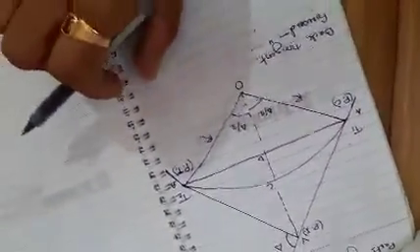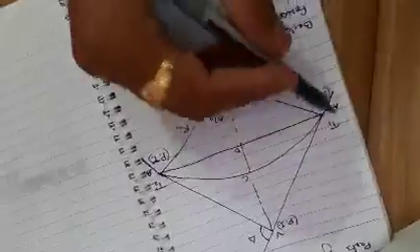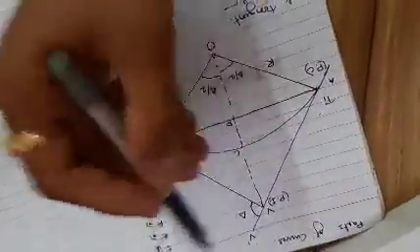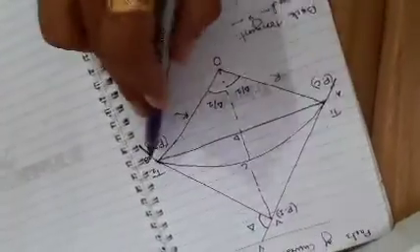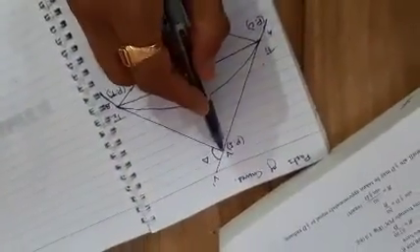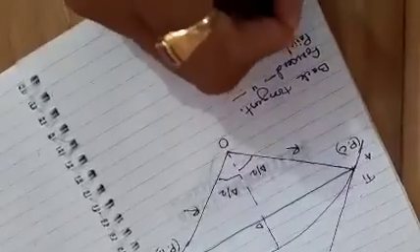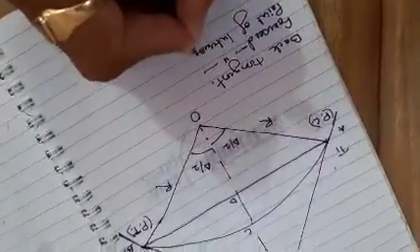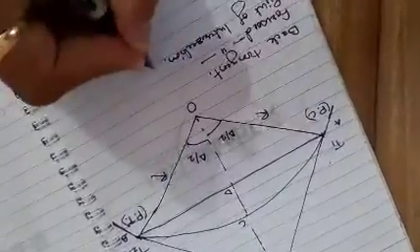Similarly, the point of intersection is where these two tangents meet, that is T1V and VT2. These two tangents meet at the point V, which is called the point of intersection, denoted as PI.